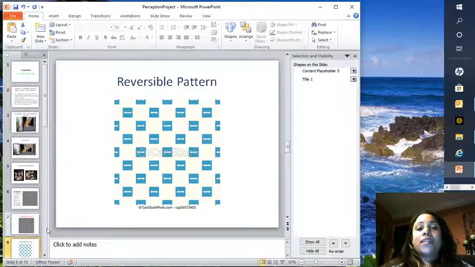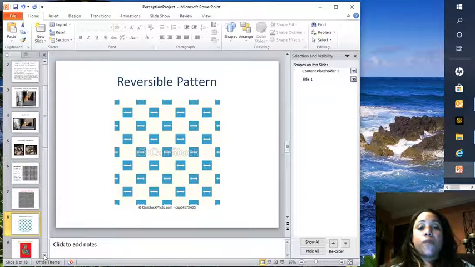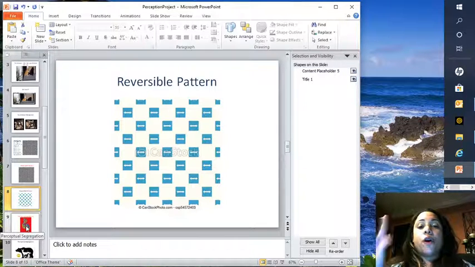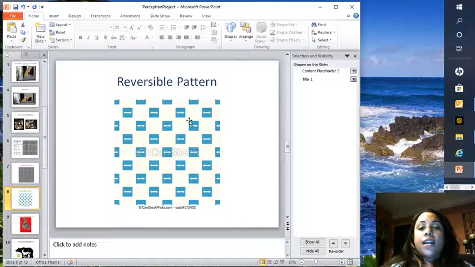Now, this is another example of the reversible pattern. When you stare at this one, the blue and white pattern, we can clearly tell that at some point there are some circles in this area that are starting to form.